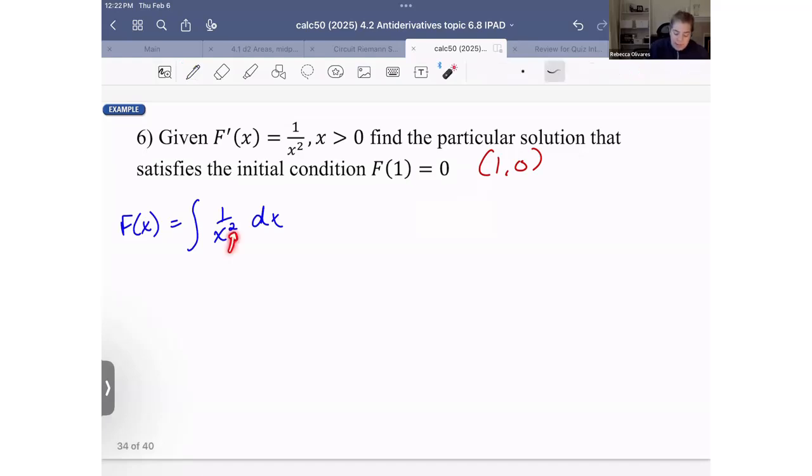You might be tempted to go ahead and add 1 to the exponent and divide by the new exponent, but you can't do that when it's in the denominator. The power rule doesn't apply. It's the same thing with differentiation. We need to get that x up into the numerator. So we will have x to the negative 2 dx.